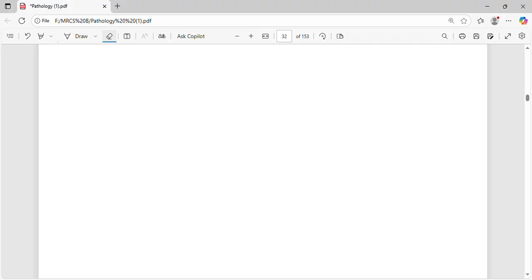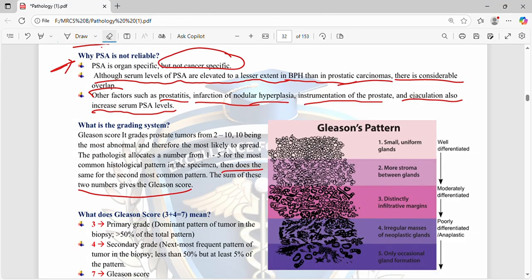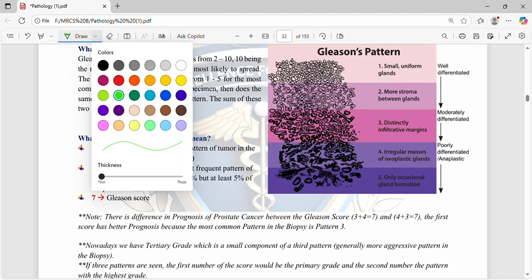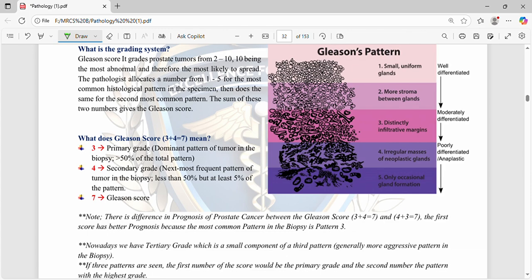Now we will do the Gleason score. So most common is 1 to 5 and then second most common. Okay. So what does Gleason score 3 plus 4 equals 7 mean? 3 is the primary grade or dominant pattern of tumor in the biopsy, greater than 50% of the total pattern, and 4 is the secondary grade, the next most frequent pattern of tumor in the biopsy, less than 50% but at least 5% of the pattern. So 7 is the combined Gleason score.